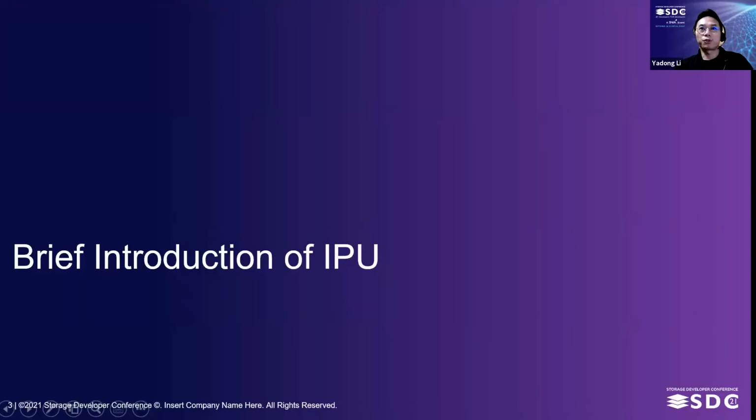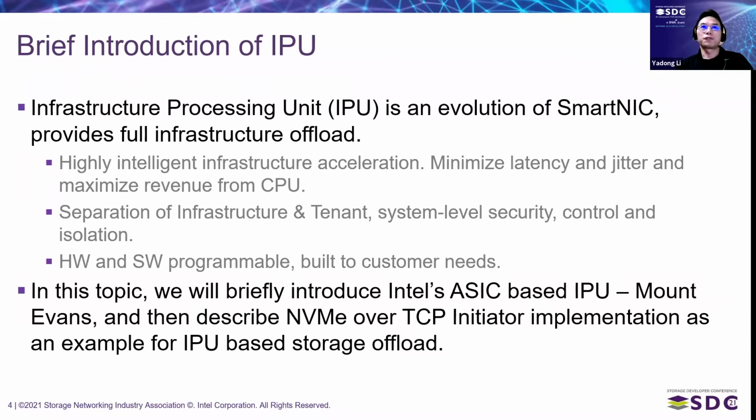So here's a brief introduction of IPU. First, IPU stands for Infrastructure Processing Unit. It is an evolution of SmartNICs, provides full infrastructure offload. IPU provides highly intelligent infrastructure acceleration. It minimizes latency and jitter, and maximizes revenue from the host CPU. It also provides a system-level security solution, providing separation of infrastructure and tenant.